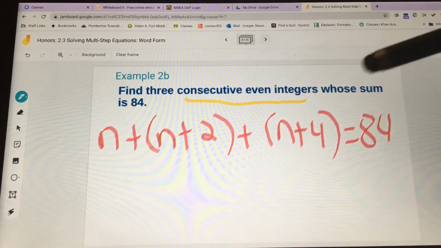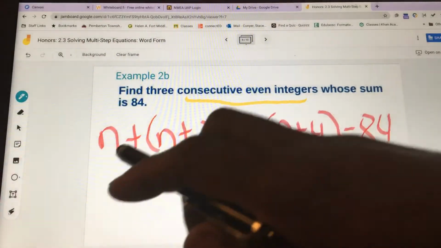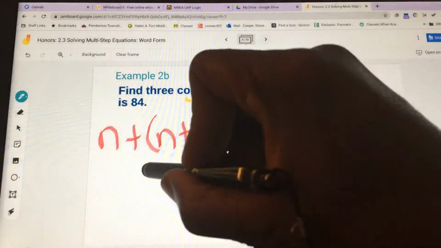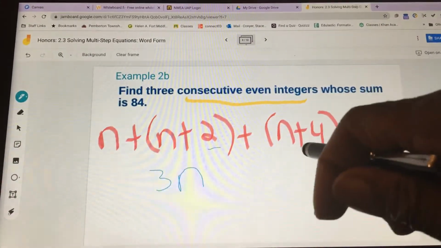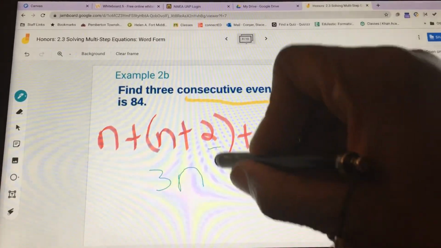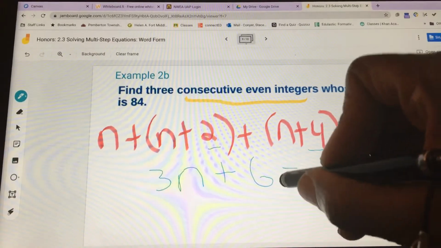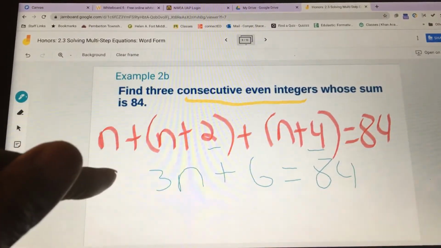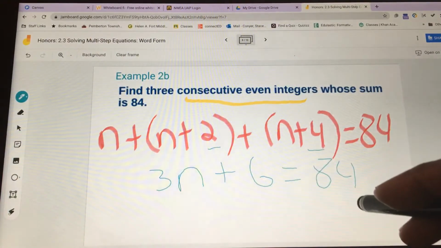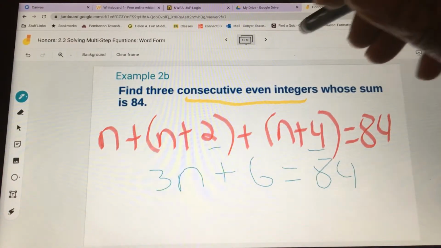We're going to set it up. I'm not going to solve the whole equation. Here you have 1, 2, 3 n's. Then combine the 2 with the 4. They're like terms, so plus 6 equals 84. I know you know how to solve this two-step equation, so we're not going to do that. You will subtract 6 from both sides and divide by 3.